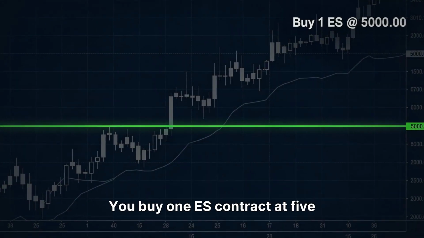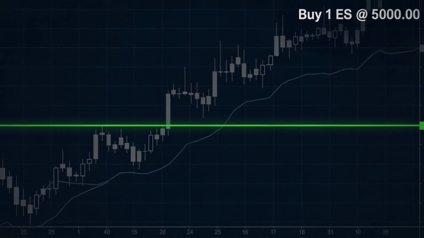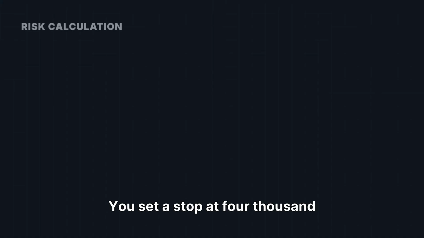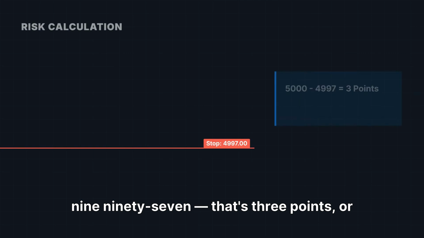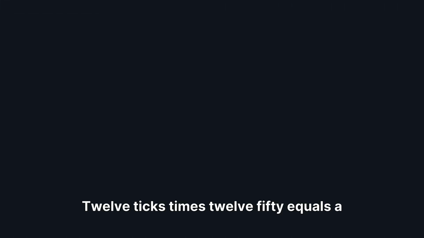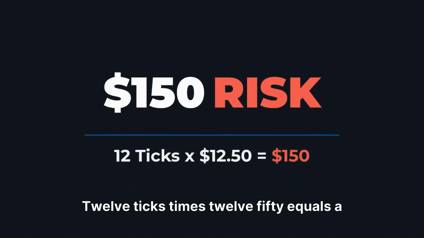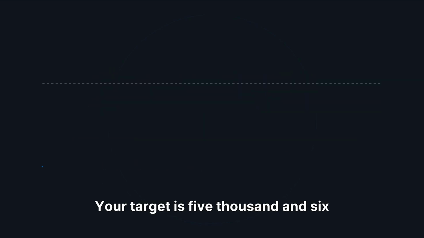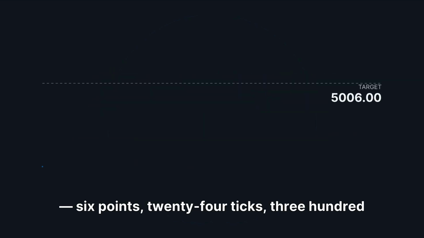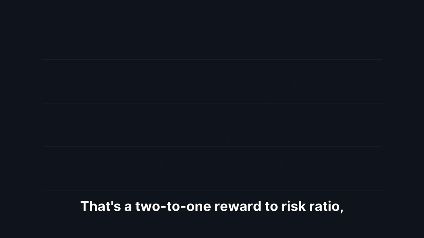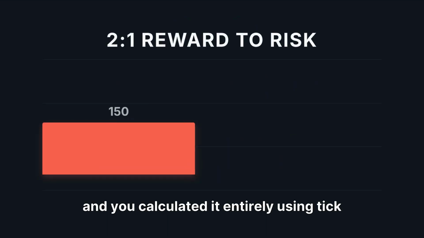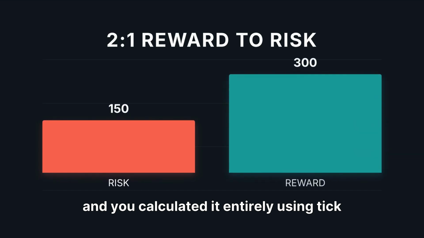Here's a real example. You buy one ES contract at 5,000 even. You set a stop at 4,997. That's 3 points or 12 ticks below. 12 ticks times $12.50 equals $150 of risk. Your target is 5,006. 6 points, 24 ticks, $300 of profit potential. That's a 2-to-1 reward to risk ratio, and you calculated it entirely using tick values.